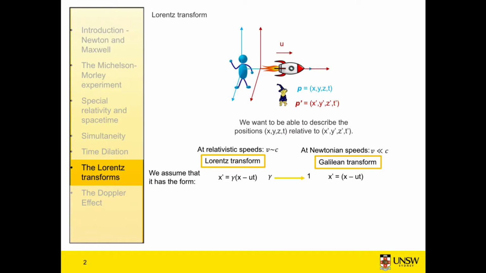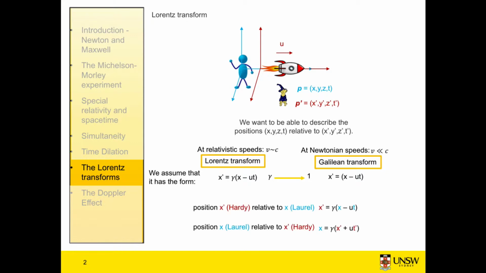And so we know a couple of things about how we're going to do this. We know that at relativistic speeds we use the Lorentz transform, and that Lorentz assumed that the transform has the form that x dash is equal to gamma times x minus ut. And the condition on that transform is that at Newtonian speeds, so at the kinds of speeds we're used to dealing with, where v is much less than c, or where v on c is approximately 0, then that factor gamma needs to reduce down to 1 so that we get our Galilean transform of x dash is equal to x minus ut. So we write our two transforms as this.